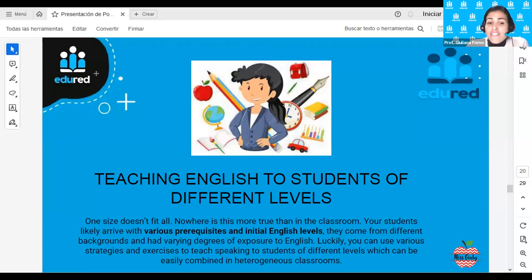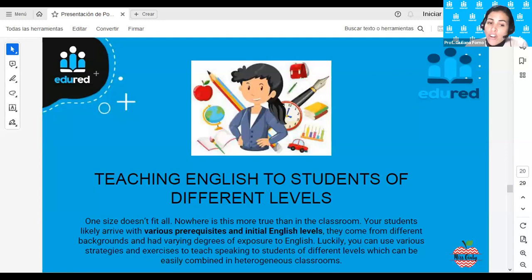One size doesn't fit all. Nowhere is this more true than in the classroom. Your students likely arrive with various prerequisites and initial English levels. They come from different backgrounds and have varying degrees of exposure to English.